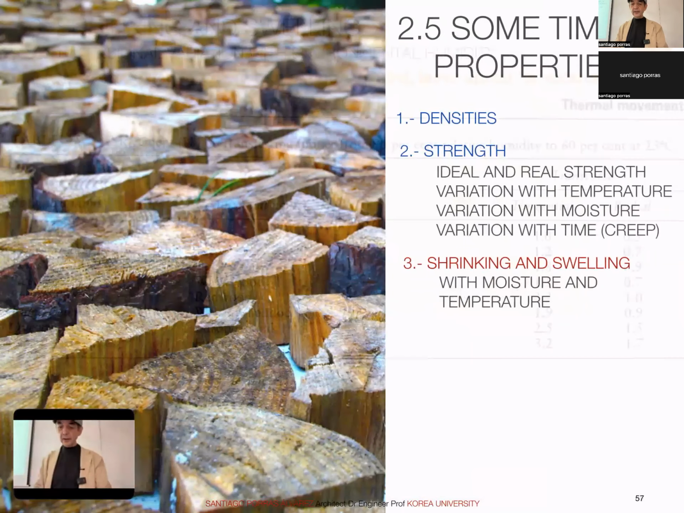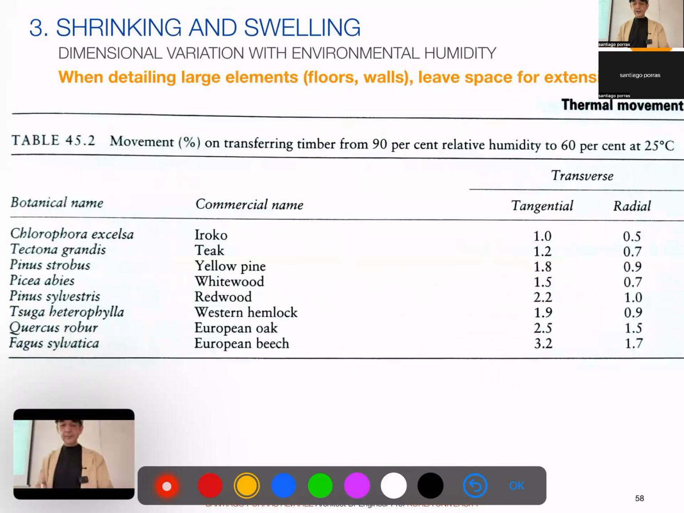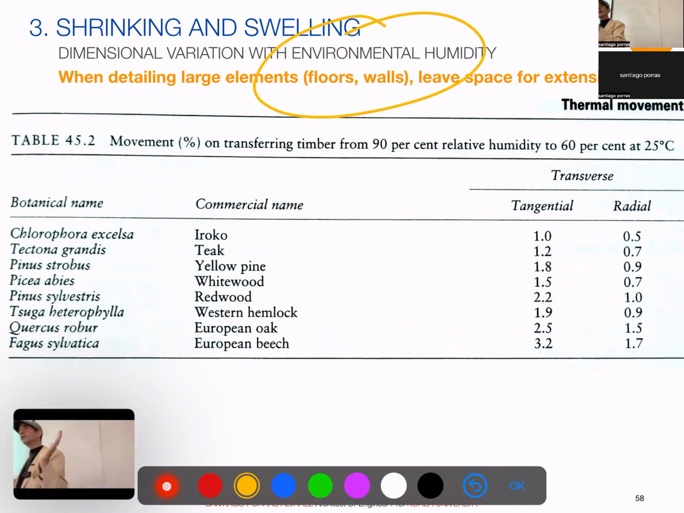And then timber shrinks and swells with environmental humidity. We see the ideal standard is 12%, but you know Korean summer, right? We have 100% in summer, but we have 30% in winter. And that moisture is absorbed by the timber, which swells, right?